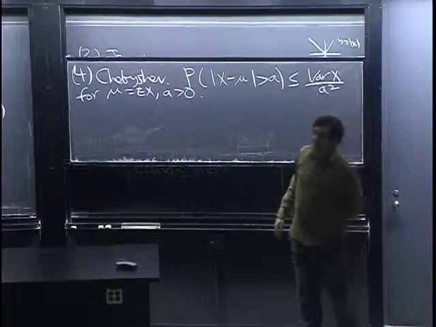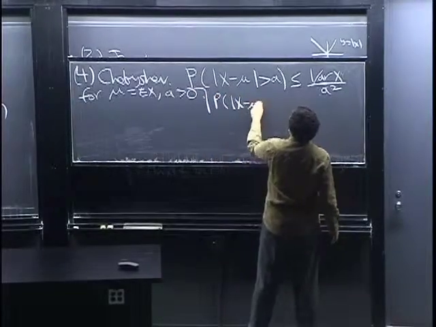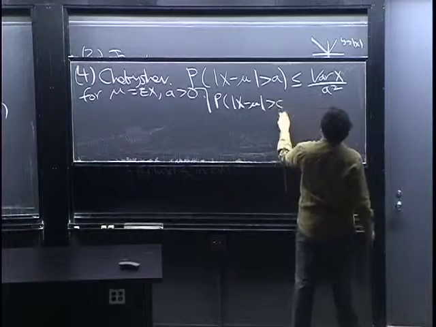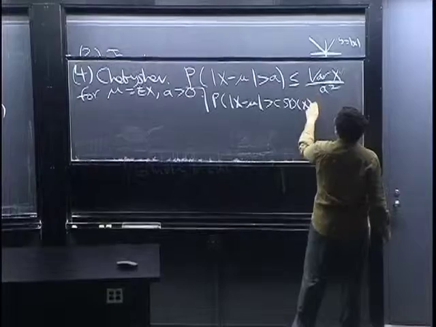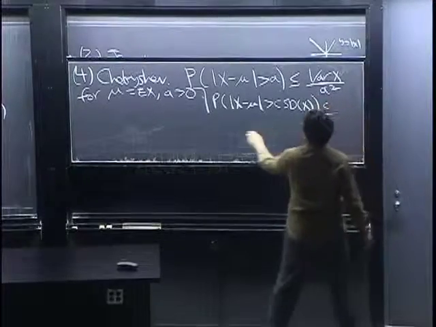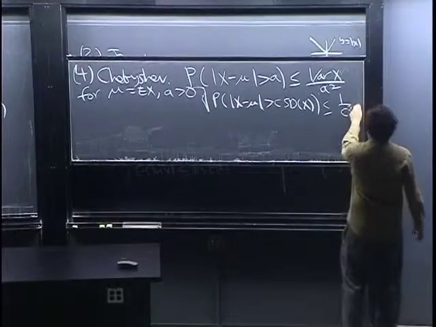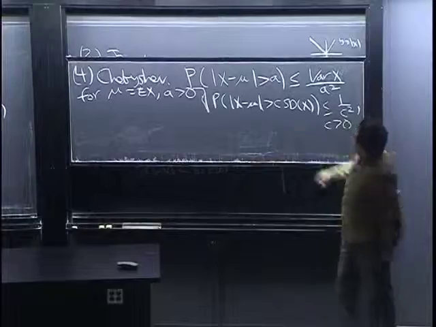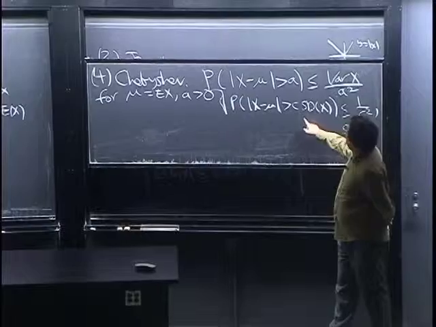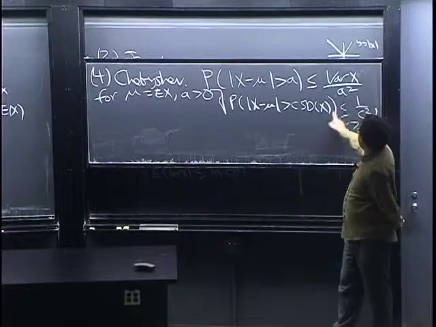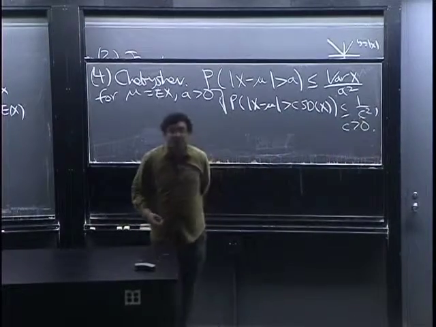The other way to write this is that the probability that X minus mu is greater than c times the standard deviation is less than or equal to 1 over c squared, where again c is greater than 0. So this says that the probability that X is more than 2 standard deviations away from its mean is at most one quarter, 0.25. So you can see why this is kind of crude.